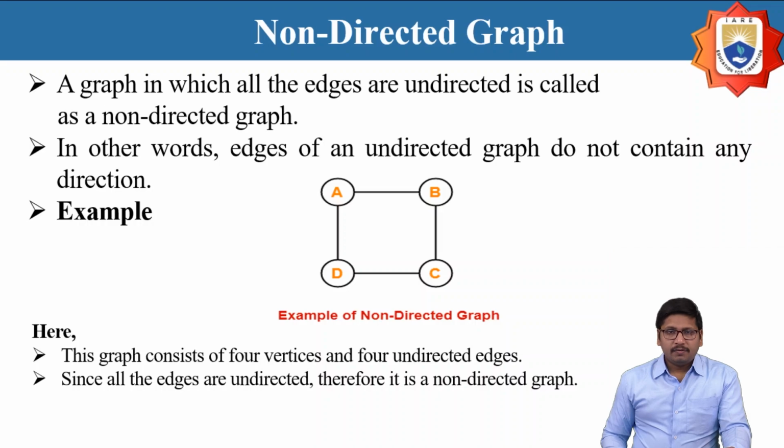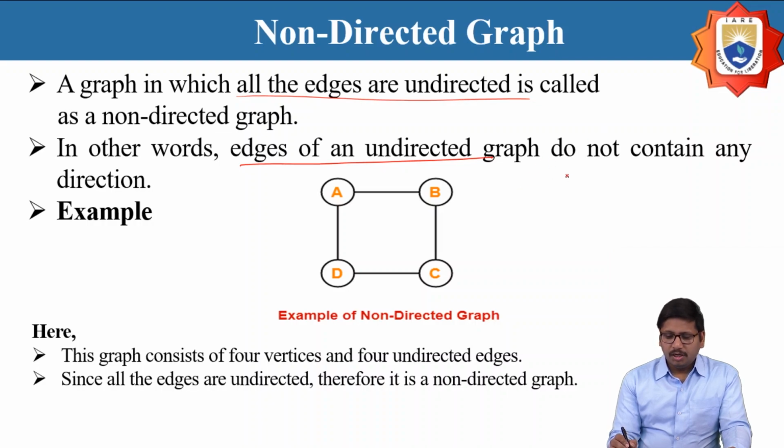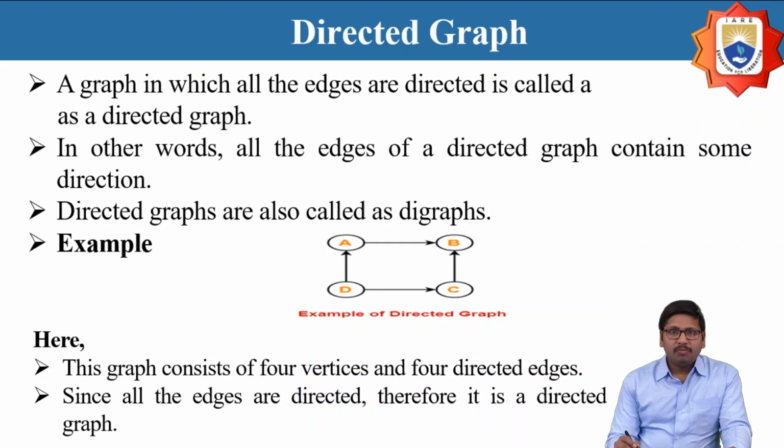And non-directed graph, so a graph in which all edges are undirected is called a non-directed graph. In other words, the edges of an undirected graph do not contain any direction. So if the graph does not maintain any kind of directions, then I can say this should be the undirected graph. The graph consists of four vertices and four undirected edges, and these edges are undirected, so it should be an undirected graph.